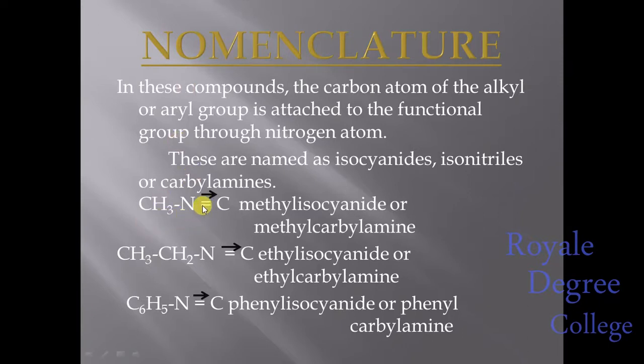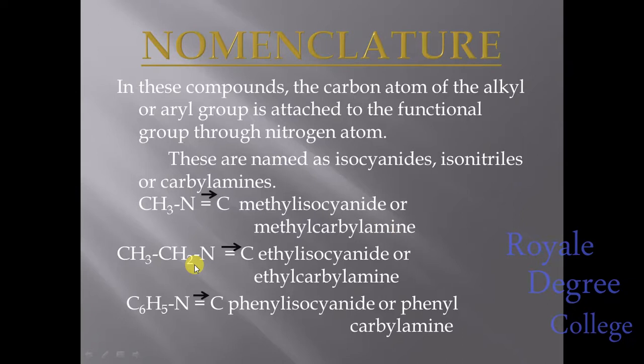Here the two bonds are different and the third bond is different. The third bond, which we are representing with an arrow, is the coordinate covalent bond going to attach with the carbon. So CH3NC. NC is the isocyanide. CH3 is methyl. So methyl isocyanide. It is also named as methyl carbylamine.